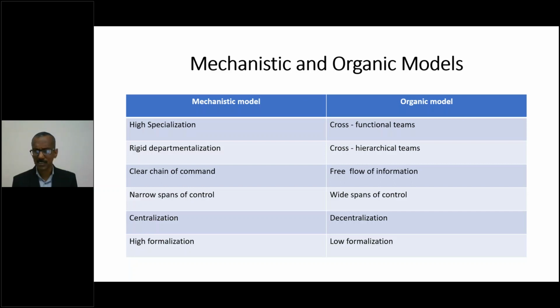Mechanistic model, what are the characteristics? There is a high degree of specialization. Work is organized around departments. There is a clear chain of command, narrow spans of control, centralized authority, high formalization. For anything and everything, you have a rule. Formalization. So no discretion allowed. So almost this is similar to our bureaucracy. Already we have seen bureaucracy. Almost the mechanistic model resembles bureaucracy. There is a high degree of specialization, departments, chain of command, narrow spans of control, centralized authority, no discretion allowed. Mechanistic model. This is one extreme.